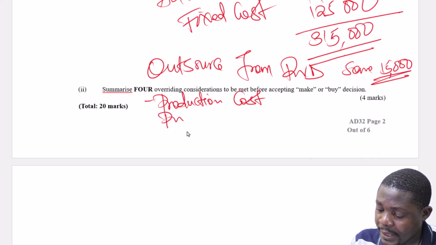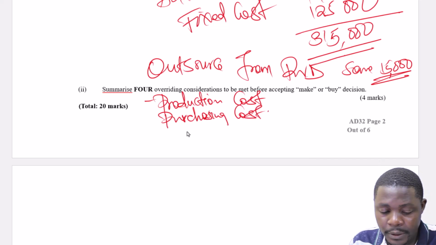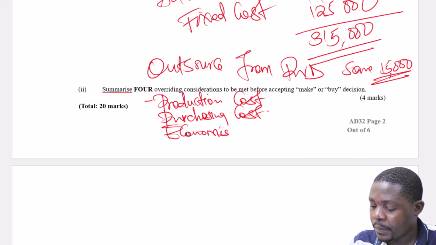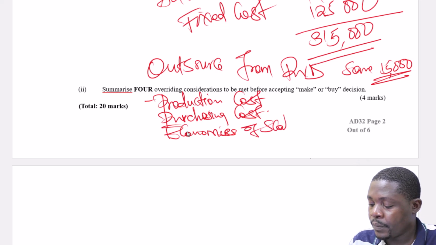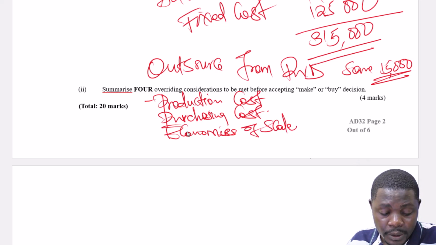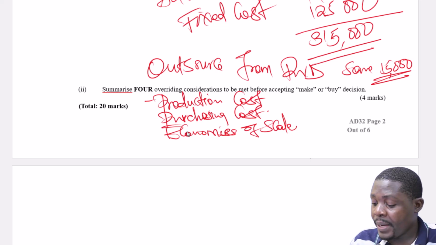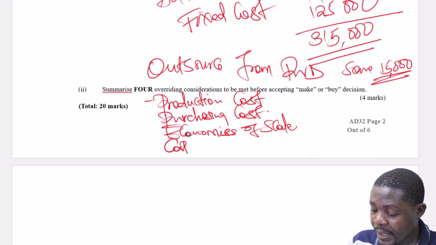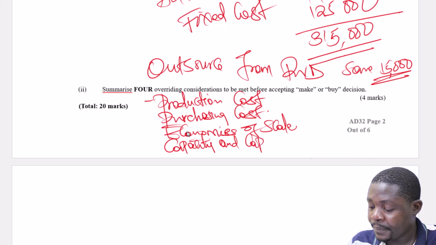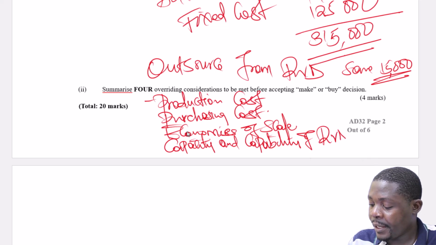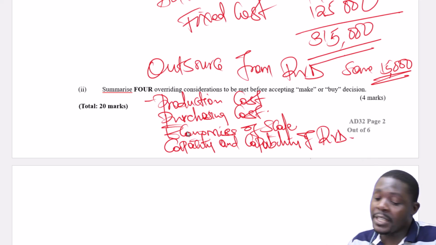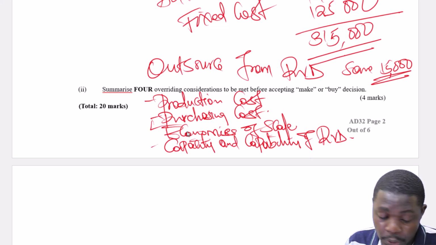Also, you look at the purchasing cost. Economies of scale, also have to look at that, as part of the consideration. Capacity or capability of this particular company, in this case, RVD. Are they capable of supplying this particular product continuously or not?